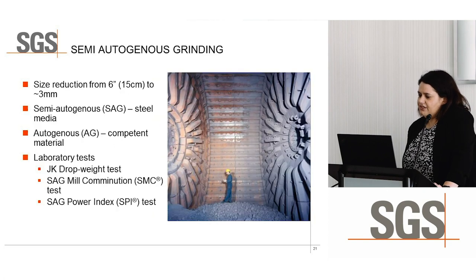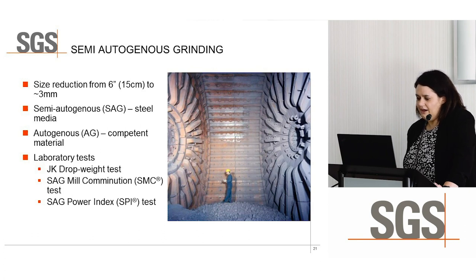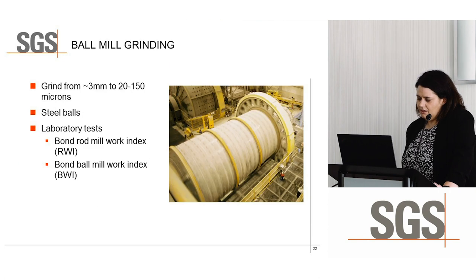Then you can look at semi-autogenous grinding, so you're reducing the particle size down again. Here you can do different laboratory tests, such as the JK drop weight, SAG mill, the SMC, or the SPI test, which is the SGS test. Then you have to grind it down again. Now you're starting to look at the ball mill, trying to get it down to the micron range. In terms of laboratory testing, you're looking at the Bond rod mill work index, or the RWI, and then the Bond ball mill work index, which is the BWI.